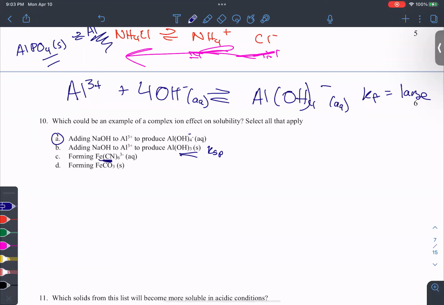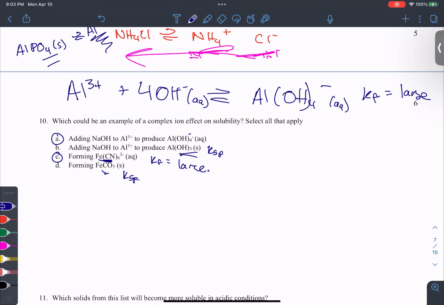Forming an iron cyanide compound. Again, that is a complex. If we looked up the KF for that value, it's going to be really large, and it's going to make any iron 3+ compound really soluble. And then finally here, forming iron carbonate solid. Again, this is just KSP. It doesn't have to do with KF, so that one has no effect on our solubility. Okay.